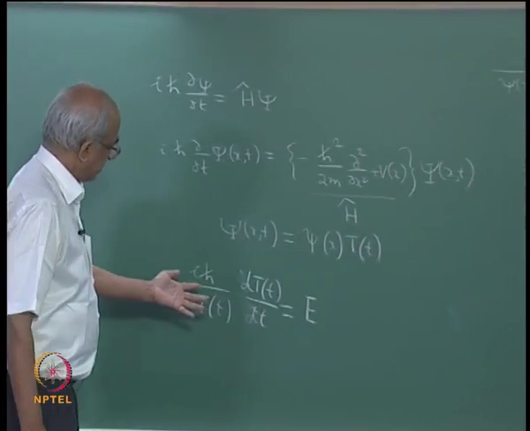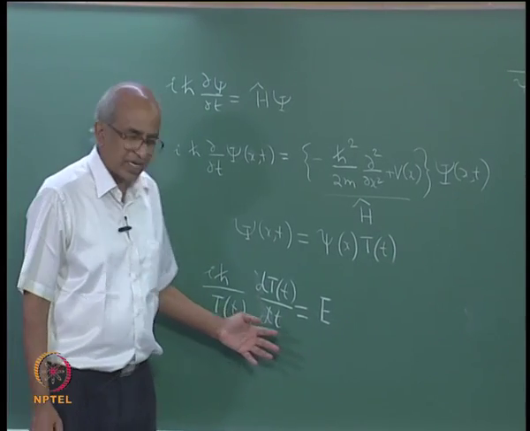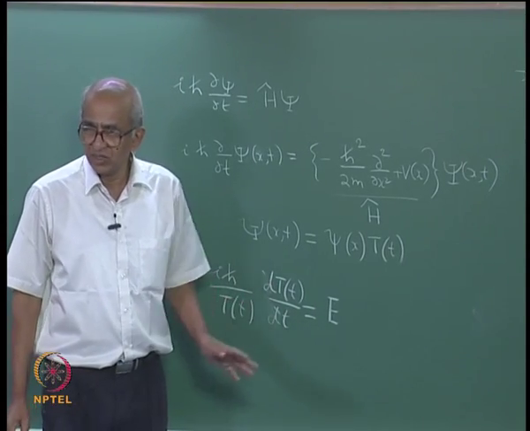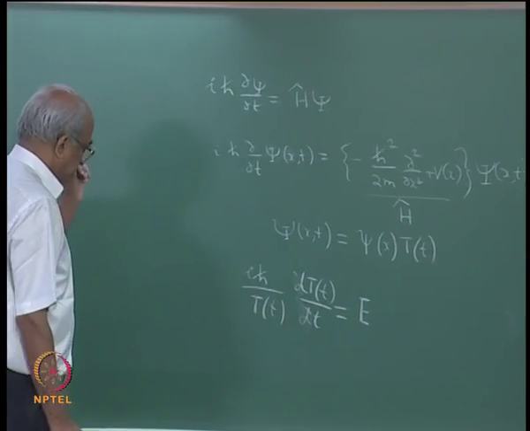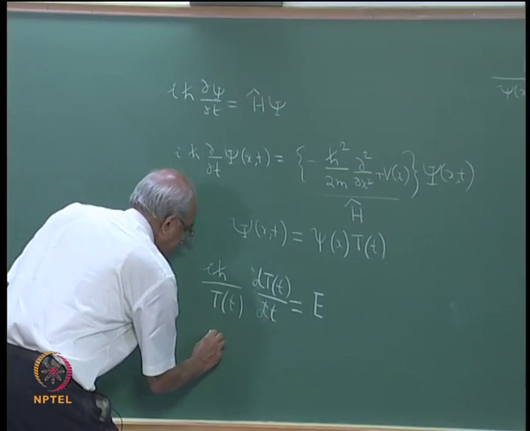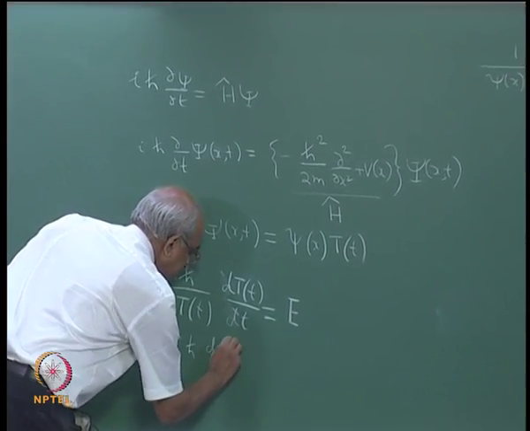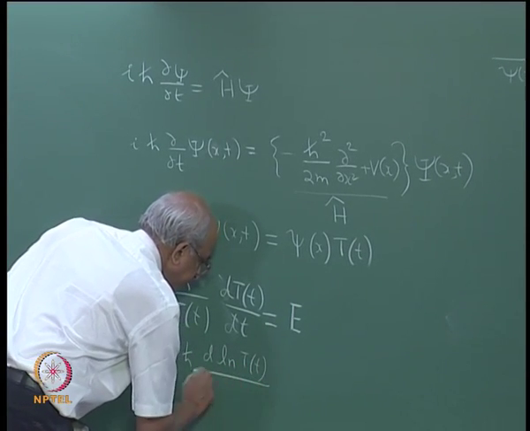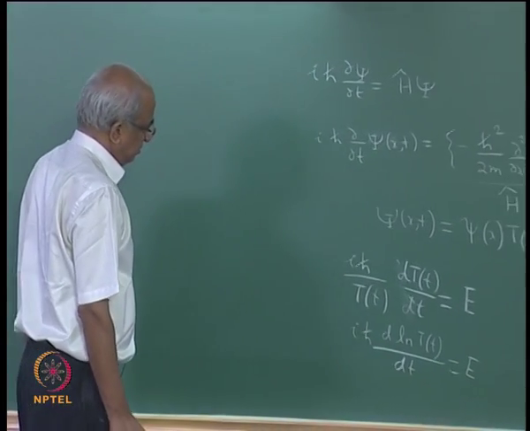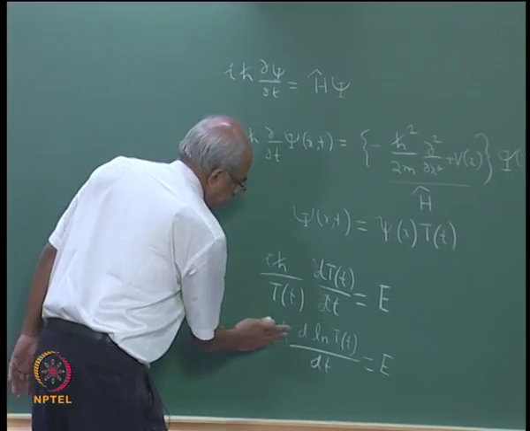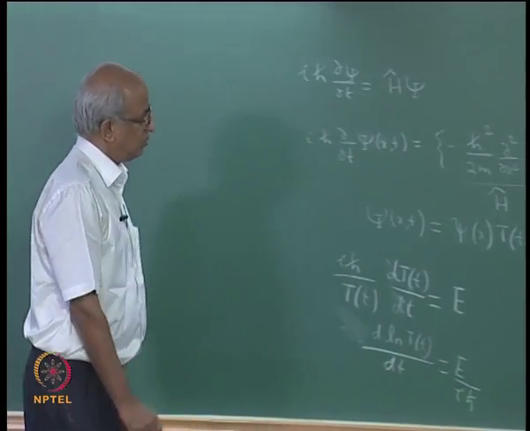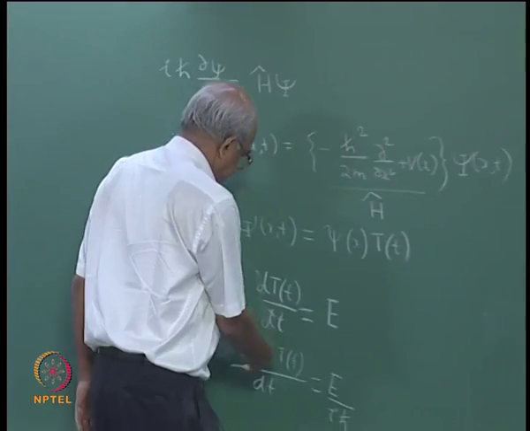And if we look at this equation, this is a simple differential equation which can be easily integrated. Remember, E is a constant, it does not depend upon position, it does not depend upon time. So, it is just a constant. So, what you would do is you would integrate this. In fact, you can write this as i h cross d ln capital T by dt is equal to E, or I can take this i h cross to the other side and put it here, and this you can integrate after multiplying by dt.